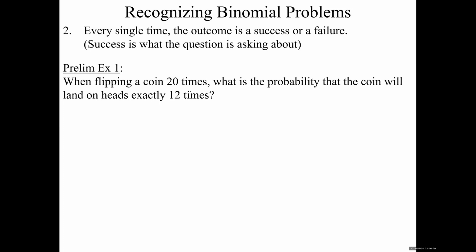Lands on heads. If it lands on heads, because that's what the question asks you about. It asks you about heads. So when I flip the coin, if it lands on heads, it's a success. If it lands on tails, it's a failure. Every time you flip a coin, there's only two results, heads or tails, success or failure. But how do I know heads is a success, not tails? Because heads is what they asked about in this question. Let's go to the next one.